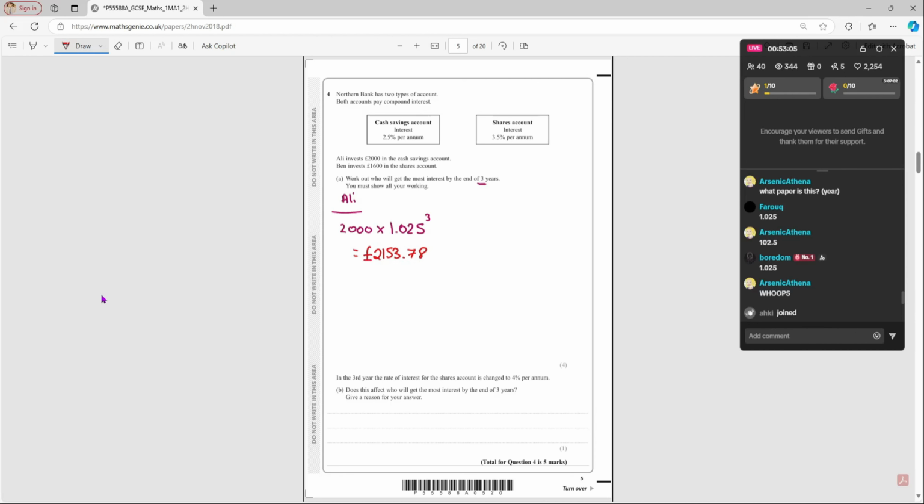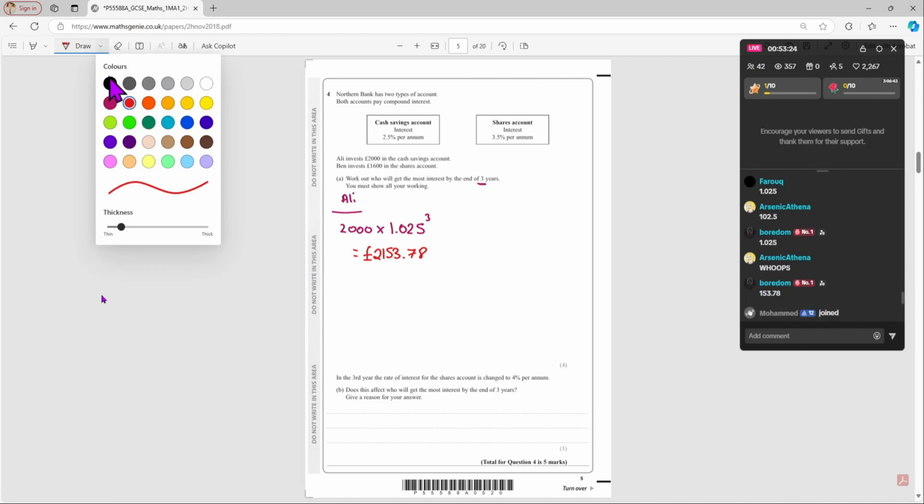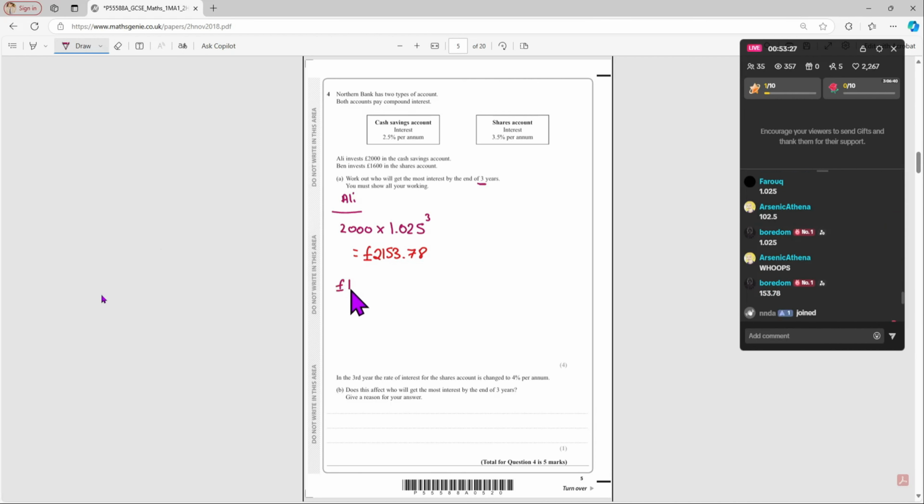Now, this is how much he has at the end of the 3 years, but we need to work out how much interest he earns. If he had £2,000 at the start and in the end he had £2,153.78, we know that he earned £153.78 interest. That is Ali's interest. So now I have to do the same thing with Ben.